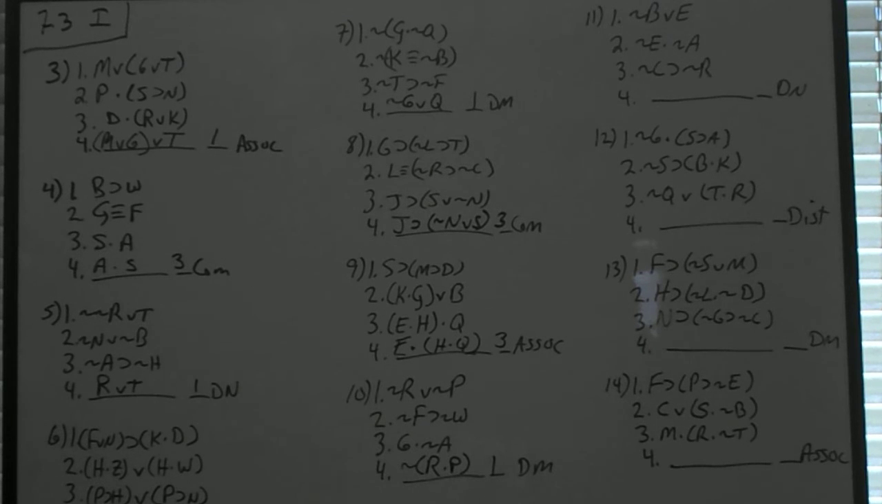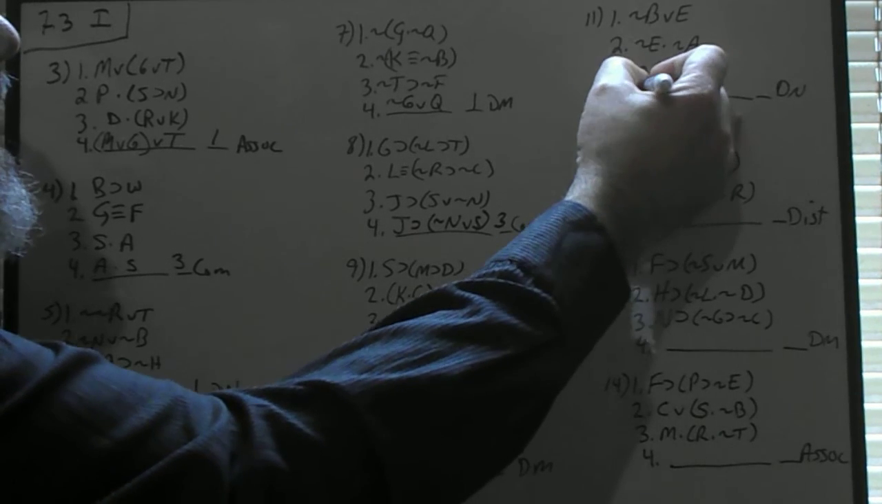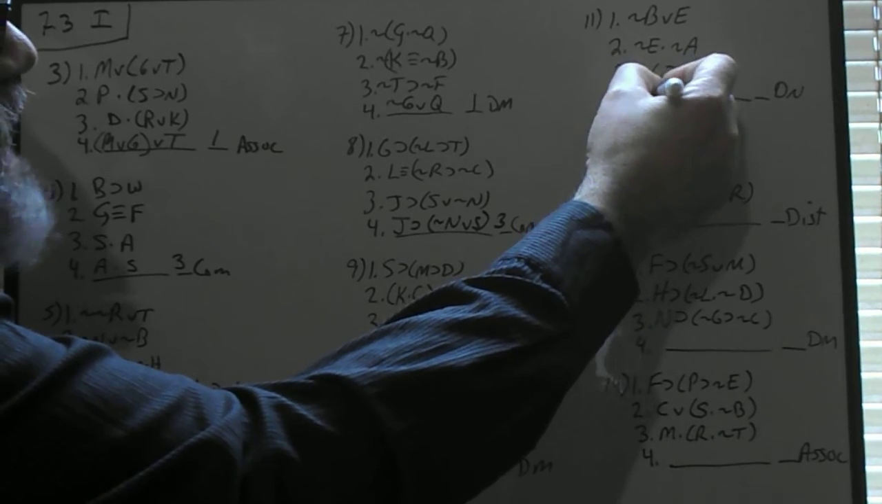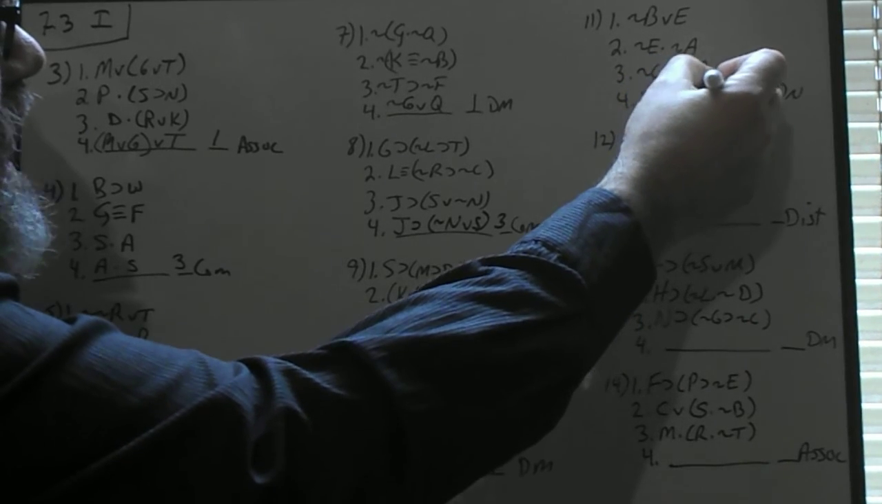Number 11, we've got not B or E, not E and not A, not C, then not R, and they want a double negation. We don't see any that are not, but on line 1 there's E that has no negation at all, so that's the only place you could use a double negation. So on line 1, you'd have not B or not E, double negation.